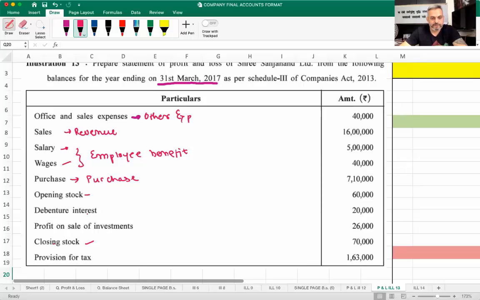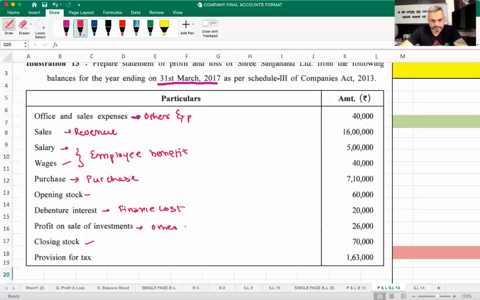Okay, don't worry students. Debenture interest is finance cost, and profit on sale of investment is other income. And provision for tax is directly given. So provision for taxes go to provision for tax. So not to worry. So let's start with the sum.